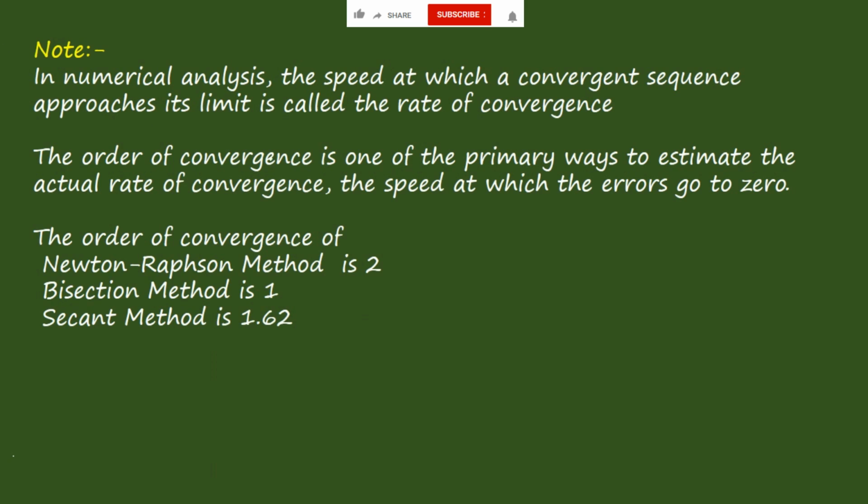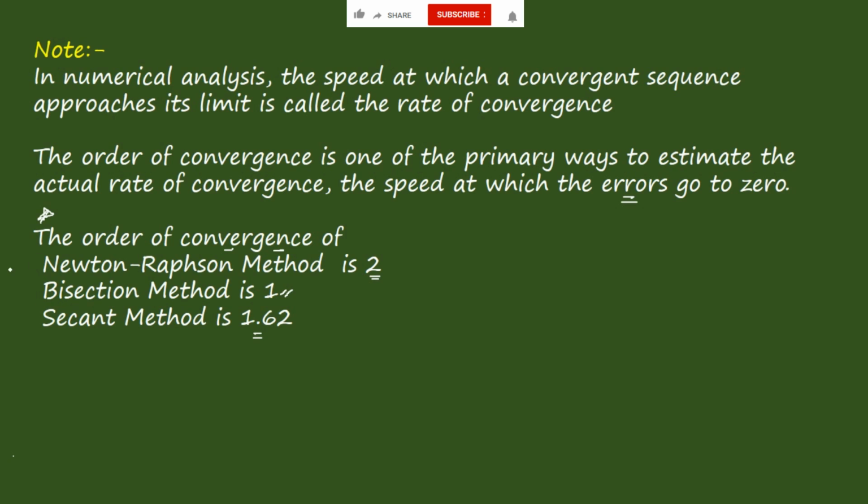This is just a note for you. Just remember it, in a few of the exams it might be asked. It's very important: the order of convergence. Order of convergence is the speed at which the error goes to 0. In the case of the Newton-Raphson method it is 2, in the secant method it is 1.62, and in the bisection method it is 1.